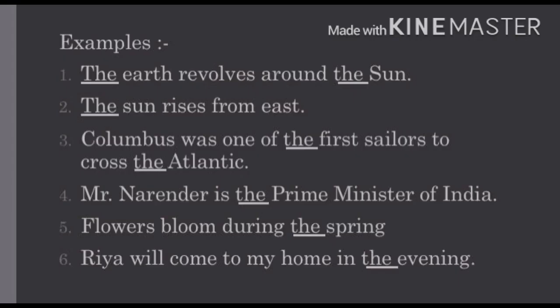Let's understand with the help of examples. First one, the earth revolves around the sun. Here we have used the with earth as well as sun. Let's have a look at the third one. Columbus was one of the first sailors to cross the Atlantic. We used the with first because it is an ordinal number and with Atlantic because it is an ocean.